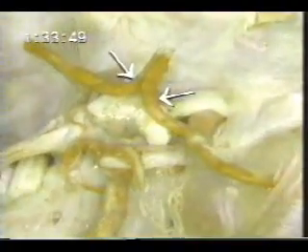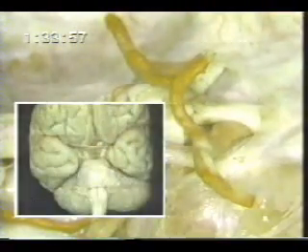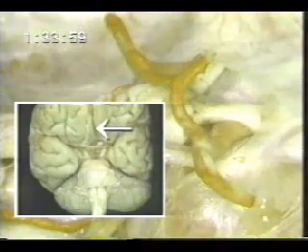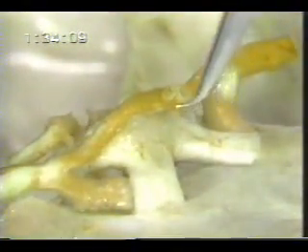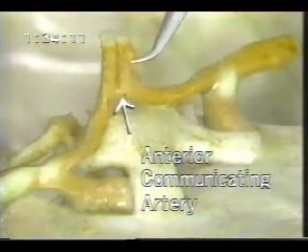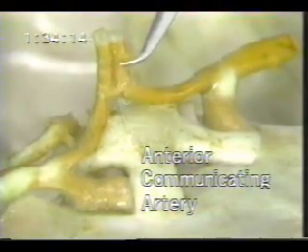The two anterior cerebral arteries curve towards each other above the chiasm, then pass upwards and forwards, close together, to enter the longitudinal cerebral fissure between the two cerebral hemispheres. Just above the optic chiasm, the two anterior cerebral arteries are connected to each other by this very short anterior communicating artery, which is part of the arterial circle.